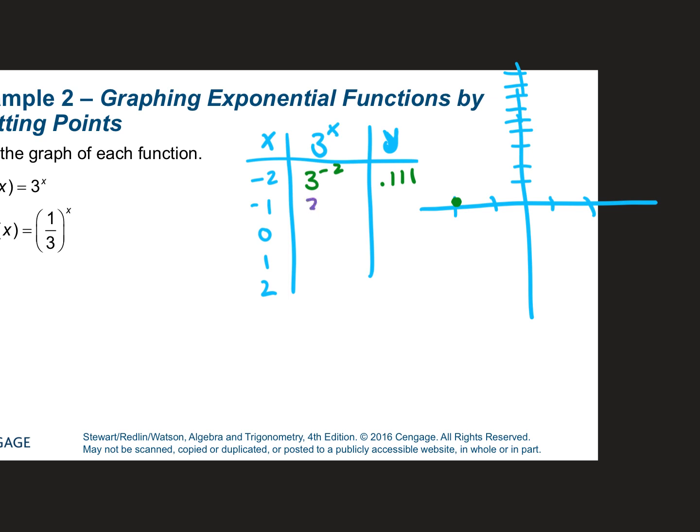Next, let's plug in -1. In our calculator, we're going to do 3 to the power of -1. So that would be 0.333 repeating. So I'm going to go to the left to -1 and up 1/3. So it's barely off of the x-axis again, just a little bit higher up.